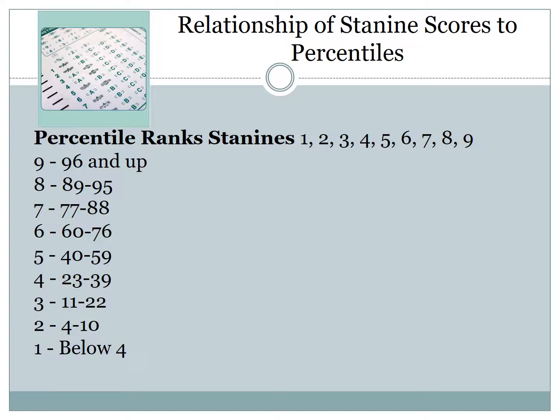You can go all the way up to 9. If you're in a stanine 9, it means you got at least a 96th percentile. You scored better than 96% of the students in the norming sample. So stanines are just a quick, easy way to think of bins for percentile ranks. You can see a 5 is average, and it goes up to a 9, and it goes down to a 1.